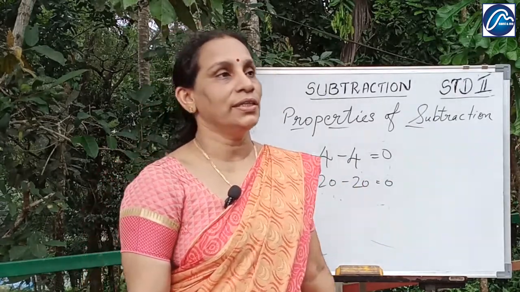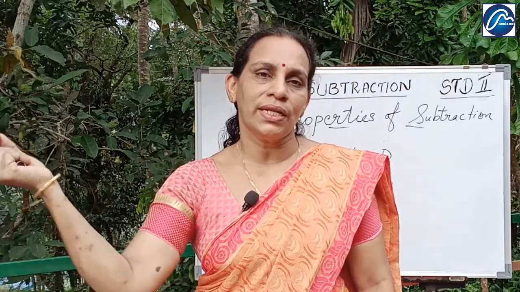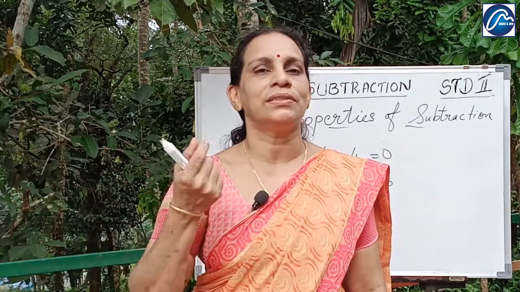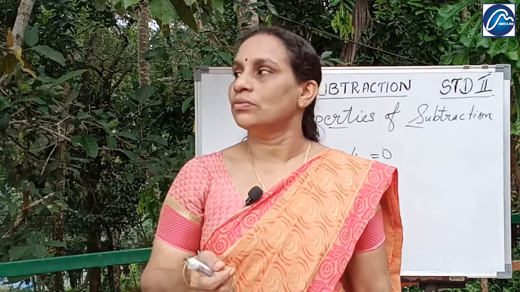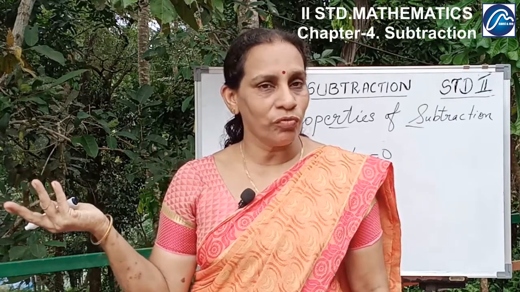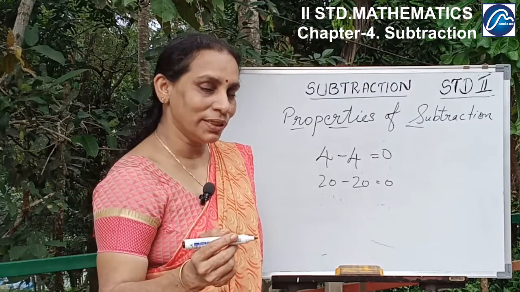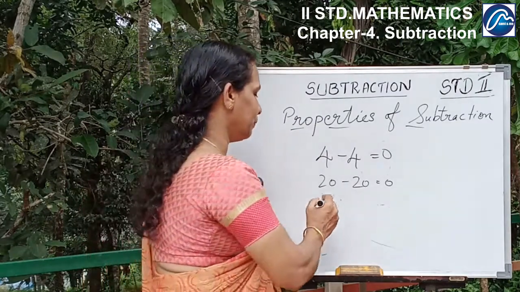There were 3 flowers on the tree. Okay, on this tree there were 3 flowers, and you have plucked all 3 flowers. What is the number of flowers in the tree now? There are no flowers, so it is 0. That means 3 minus 3 is 0. Okay, is it clear?